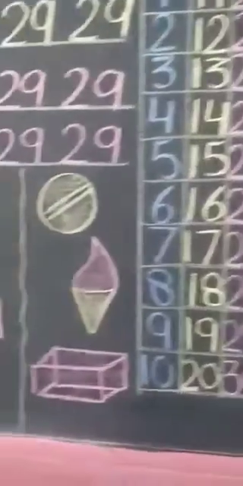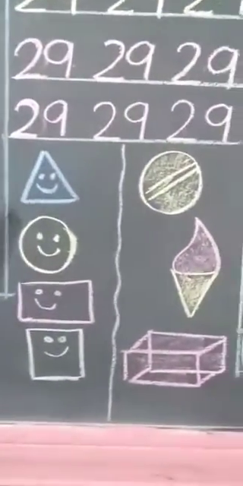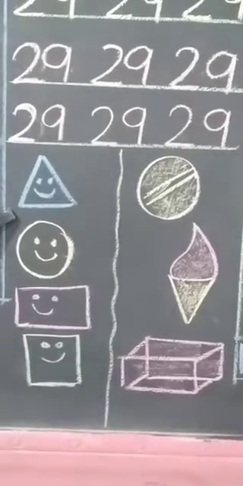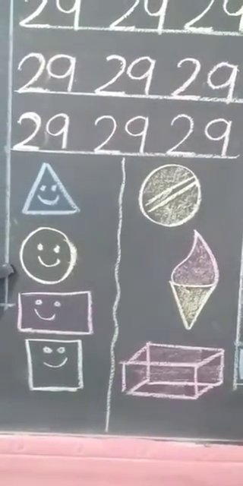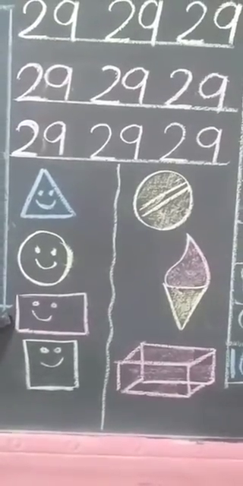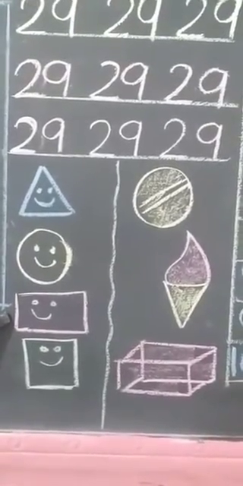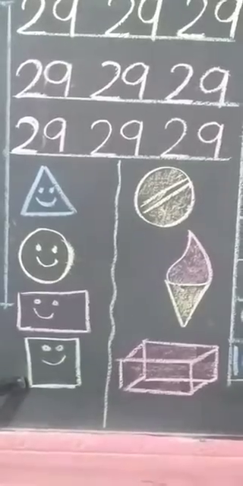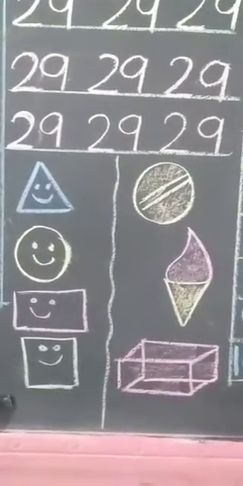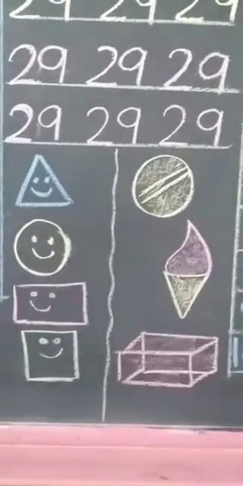Now look at these shapes. Dear students, tell me which shape is this? Triangle. Which shape is this? Circle. Which shape is this? Rectangle. And this shape is square. And these are called flat shapes. इनको flat shapes कहते हैं, ठीक है?